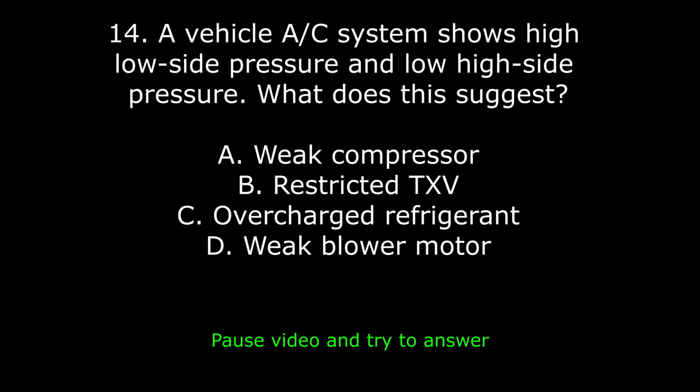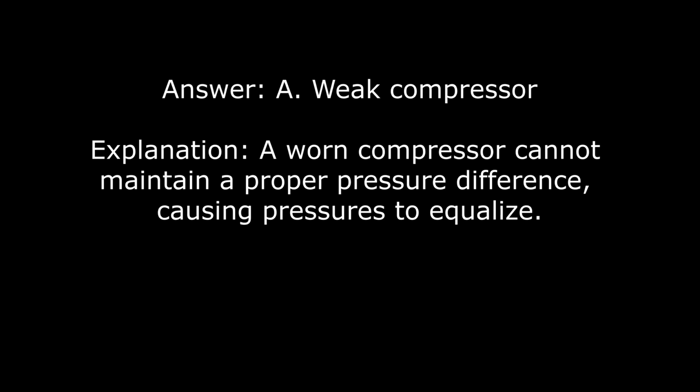14. A vehicle AC system shows high low-side pressure and low high-side pressure. What does this suggest? A. Weak compressor. B. Restricted TXV. C. Overcharged refrigerant. D. Weak blower motor. Answer: A. Weak compressor. Explanation: a worn compressor cannot maintain a proper pressure difference, causing pressures to equalize.